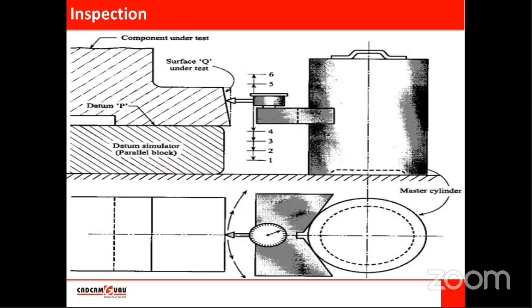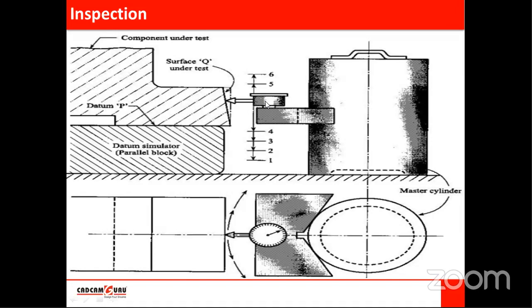This is also a method where we can use dial gauges and a master cylinder. So we want to measure perpendicularity of this surface with respect to some datum P. See, this component is mounted inverted. Means this is the datum feature, the datum simulator. Okay, and on this simulator, the datum feature is mounted. This is the datum feature. So we are measuring perpendicularity with respect to this surface, right?